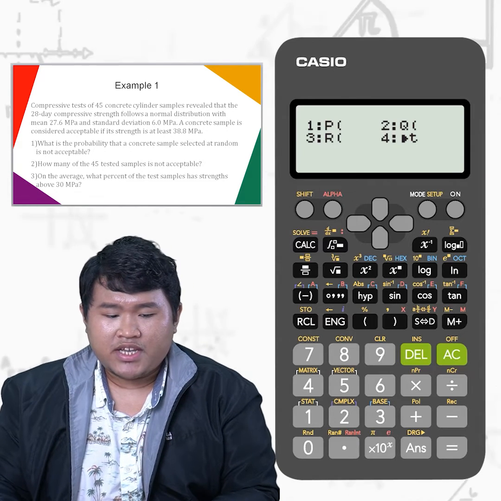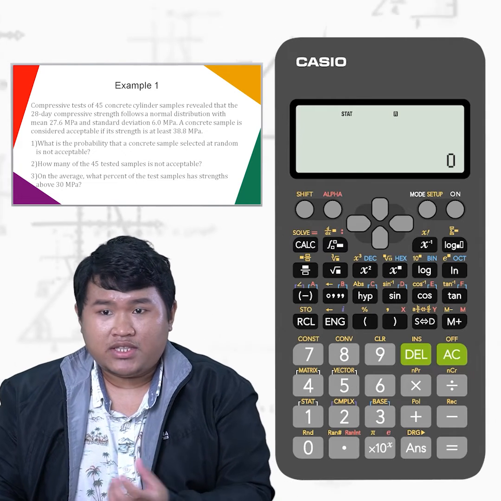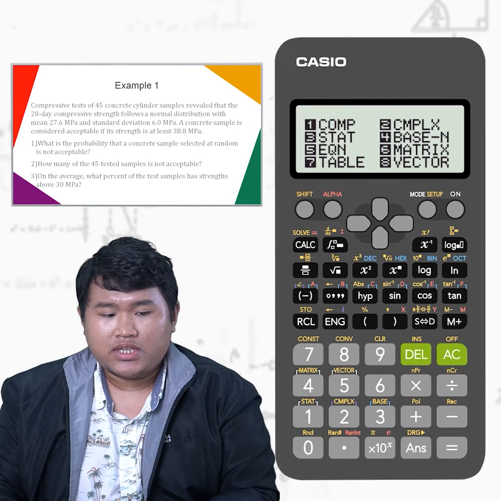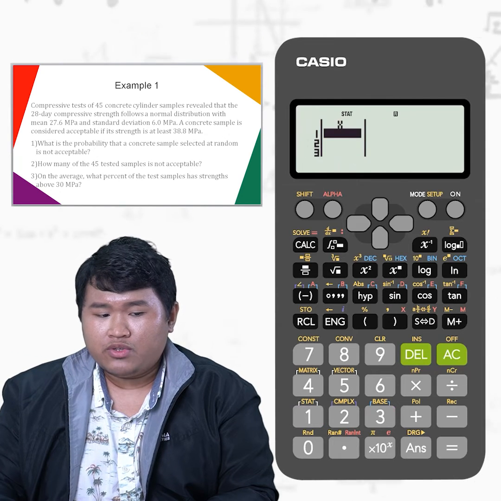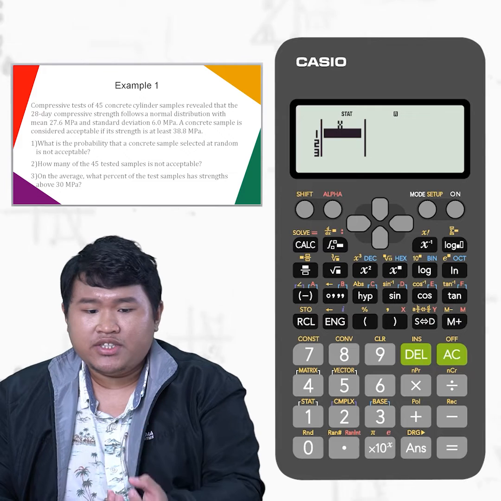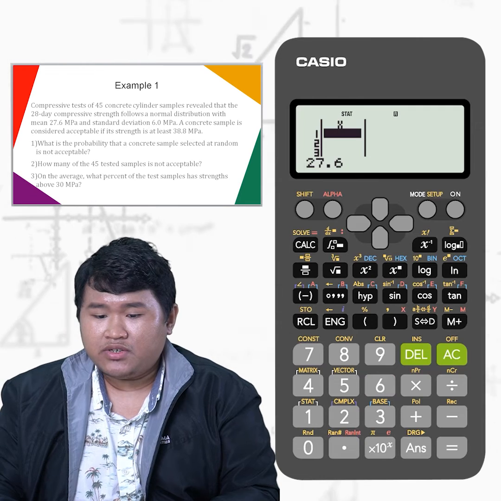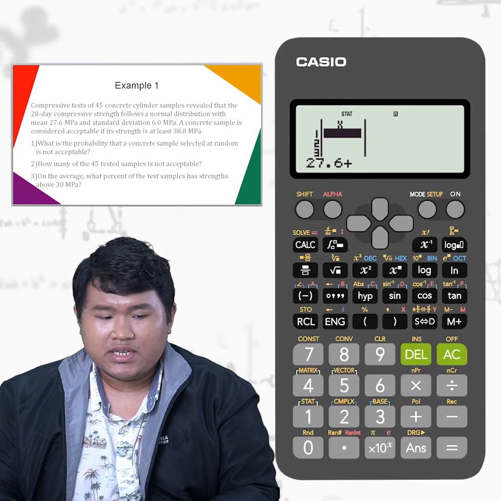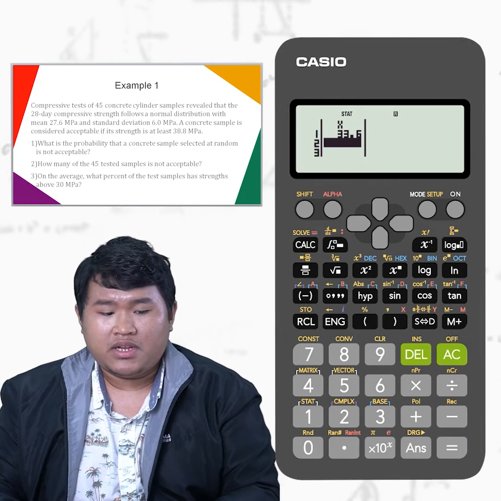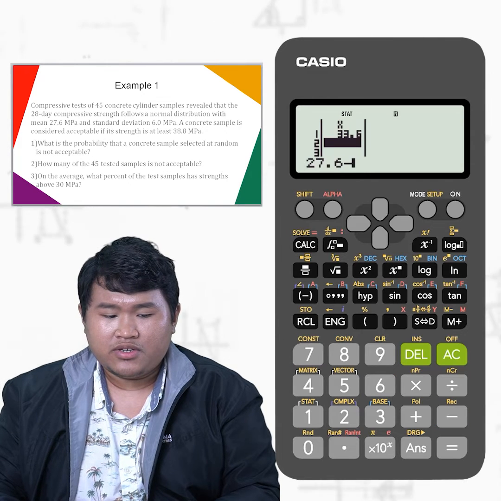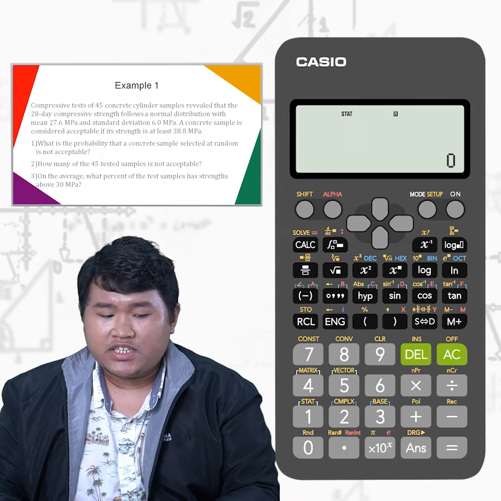To do that, let's press AC first. We are now inside the single variable stat mode, or to access it, again, we press mode 3 and then 1 for the single variable mode. Next, let's input the first two rows. First, the mean plus standard deviation. The mean is 27.6 and the standard deviation is 6. Let's add it to the mean, plus 6. That's the first row. For the second row, we subtract the standard deviation from the mean. We have 27.6 minus 6.